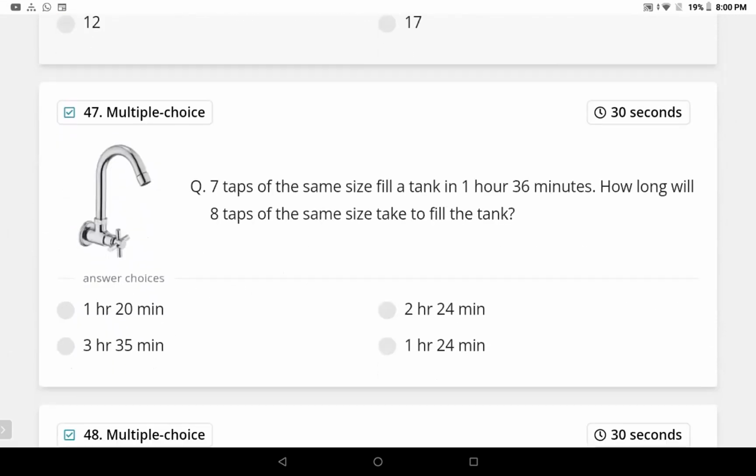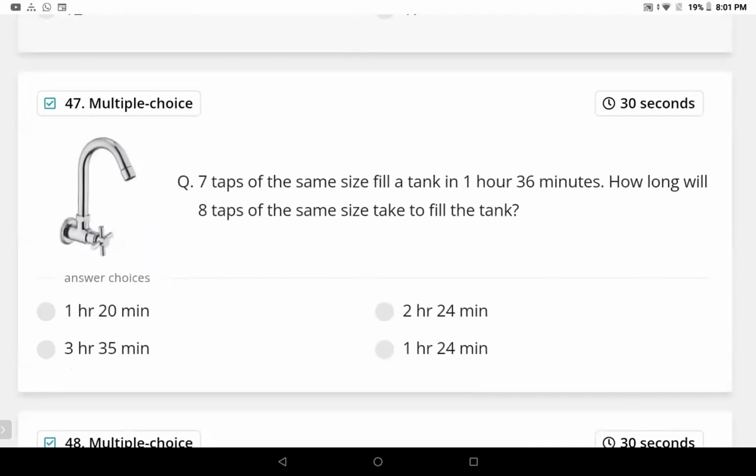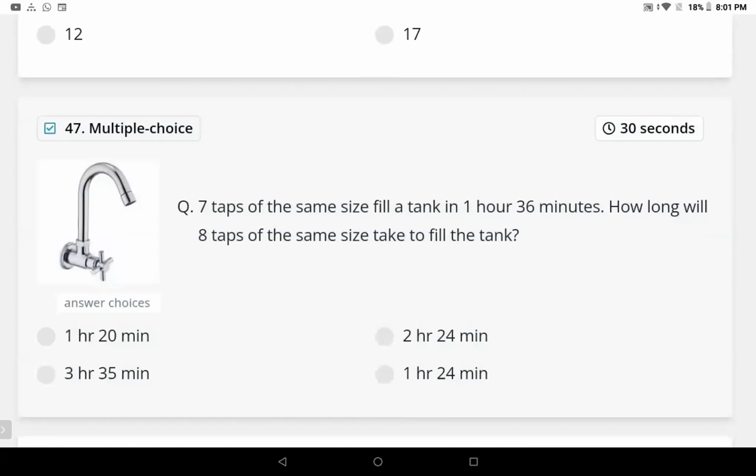Next question. 7 taps of the same size fill the tank in 1 hour 36 minutes. How long will 8 taps of the same size take? Ma'am, it's inverse. Yes, it's inverse. Yanaya, please, can you give the answer for this question?